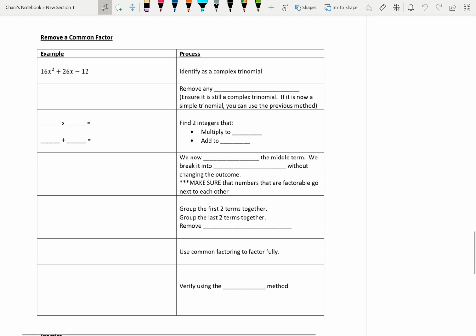So again, the first step when you are doing decomposition is to recognize that something is, in fact, where's my pen? A complex trinomial. I don't have it plugged in. Sorry, let me just do this.